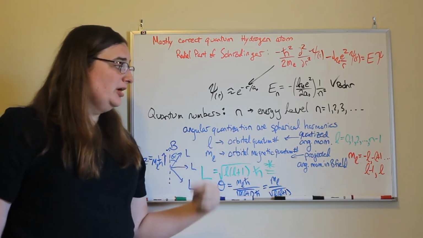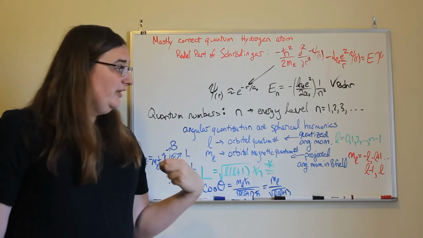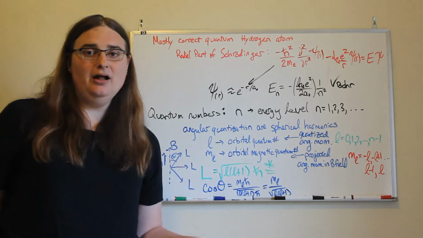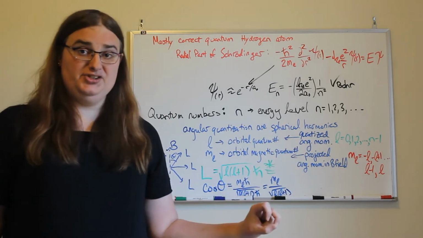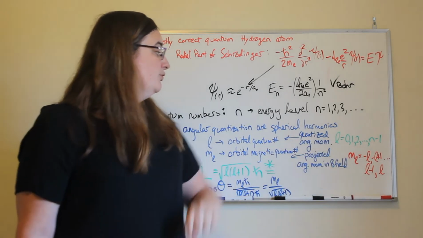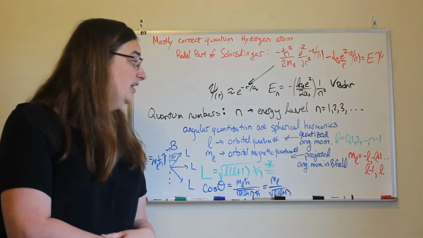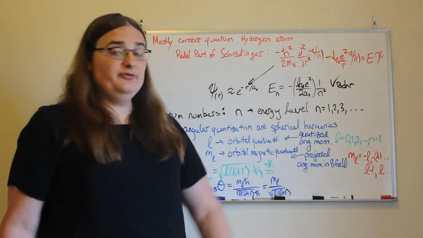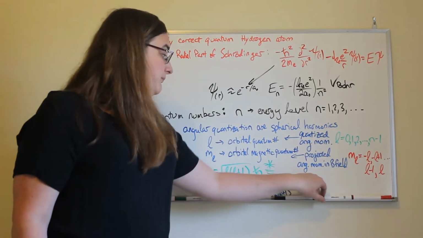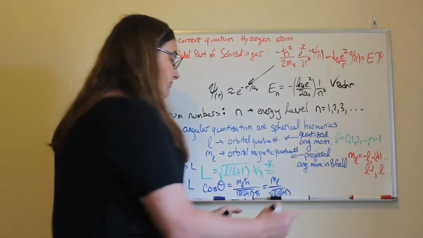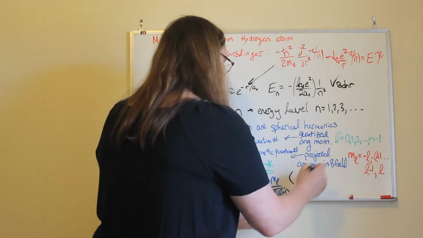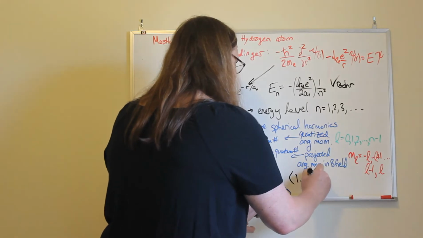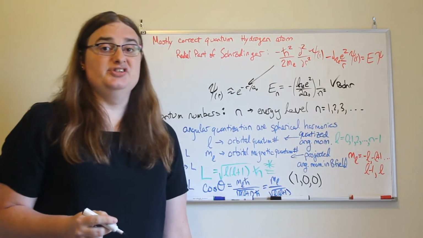I'll get into the math of that in just a second, but to talk about the limits on the orbital magnetic quantum number, m sub L can take on any value from negative L all the way up through L in integer increments. So, for the case of L equals 0, the only value we get for m sub L would be 0. So at the n equals 1 energy level, there's one set of numbers we can use: n equals 1, L equals 0, m sub L equals 0.